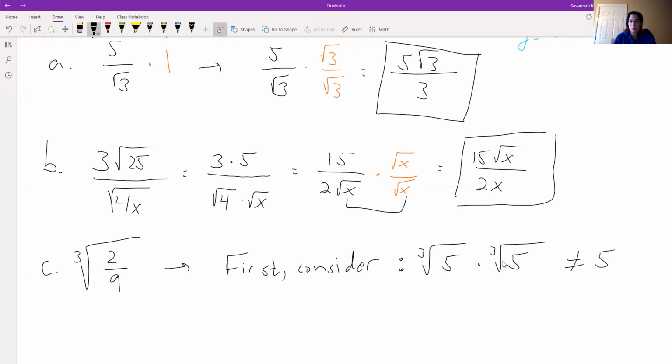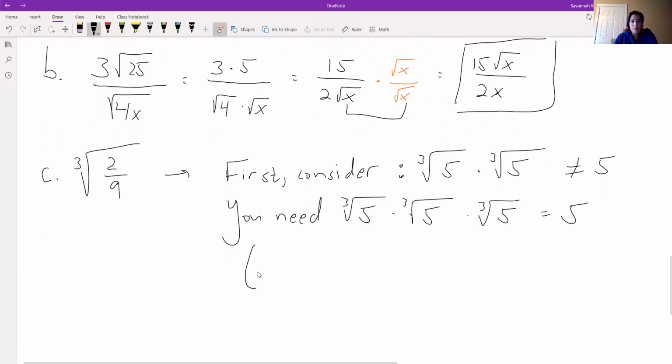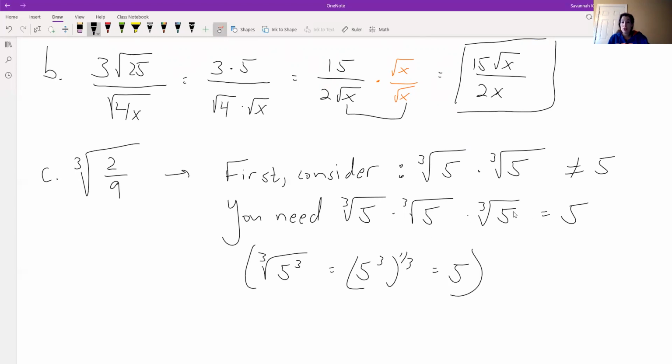The way it worked for square roots, not the way it's going to work for cube roots. You need 3 of those cube roots. Cube root of 5 times cube root of 5 times cube root of 5 to equal 5. And in parentheses, one reason for that: that's the cube root of 5 cubed. If you bring those together, 5 times 5 times 5 to the 1/3 equals 5. So basically you need 3 of these guys.